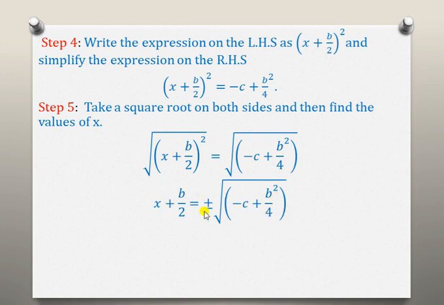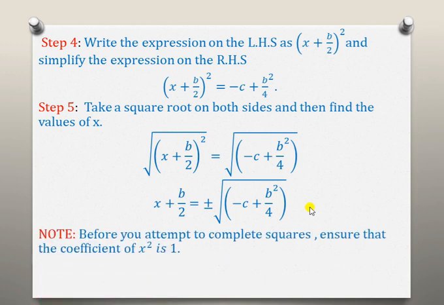Remember, whenever you take a square root of a number, whatever value you find, you have to take a positive and a negative value of it, except in a few cases. For example, when you're dealing with length, when you're dealing with trigonometry, and all that, where we only take a positive value. Now, NB, before you attempt to complete squares, ensure that the coefficient of x squared is positive 1.